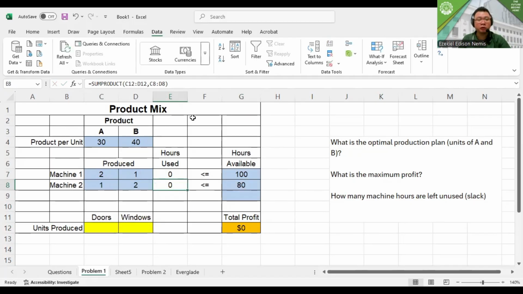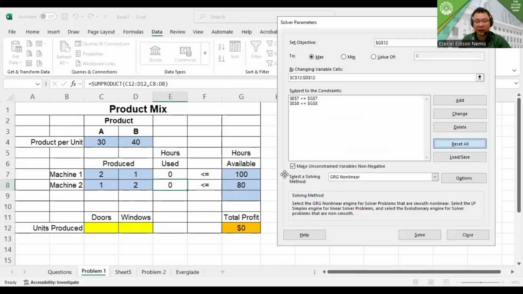All we have to do is go to Data. Once we go to Data, let's click on Solver. So this is the Solver. Let me just reset everything so that you can see the answer. Let me put the objective. The objective is this one, the total profit. Always click Max because max is what we are looking for.